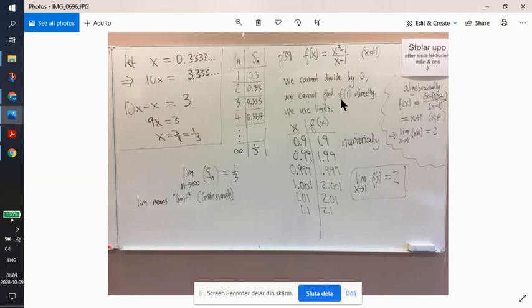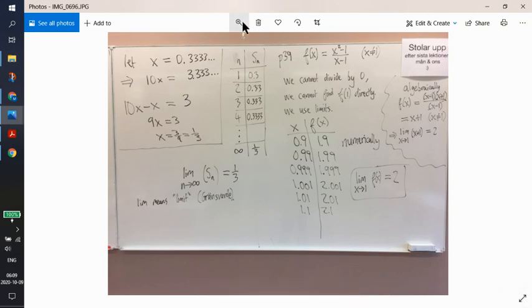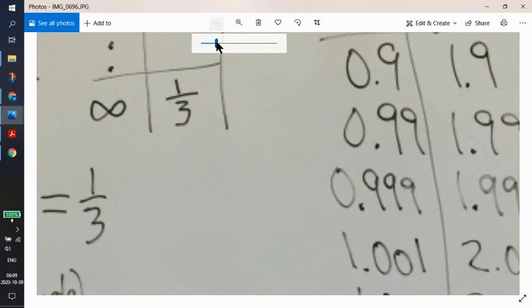So that means that we cannot find the f of 1 directly. We cannot evaluate this formula when x is 1 because we cannot divide by 0. Okay, but we can use limits. Okay, so really this is the main point of limits. The limits are used to find values that we can't find directly. It's kind of an indirect way to find such values.